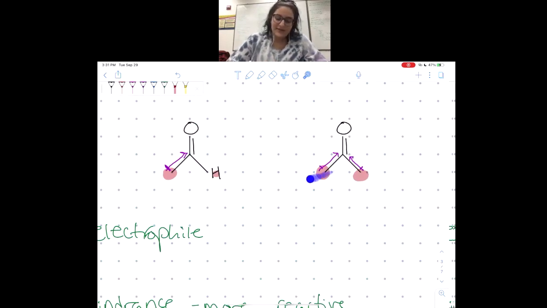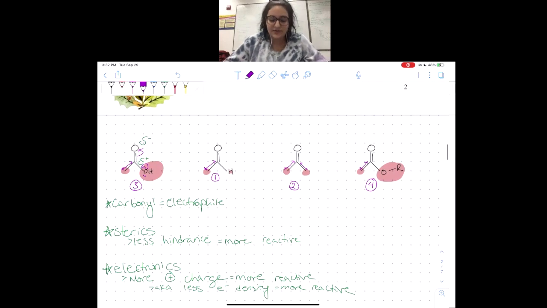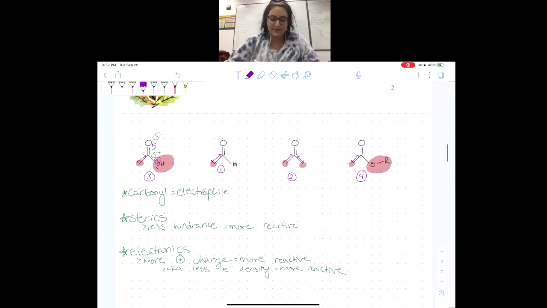And between these two, we can see that there is only one donating group versus two donating groups on the ketone. So this one has more of a delta plus, and this one has less of a delta plus. So again, we can see that this is the number 1 most reactive, number 2 most reactive, and then the two oxygen ones are almost the same, but we're going to say that this is 3 and this is 4. But again, they're almost the same. So don't get too stressed nitpicking between the two of those. So there we have these effects.